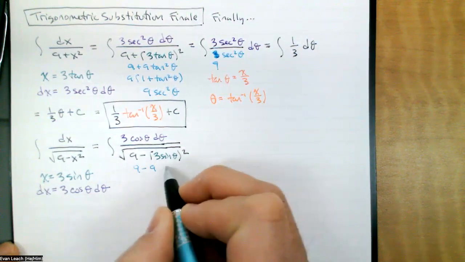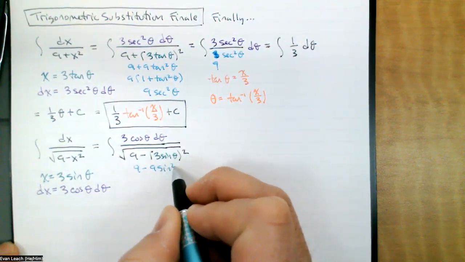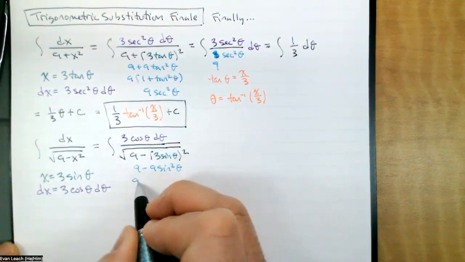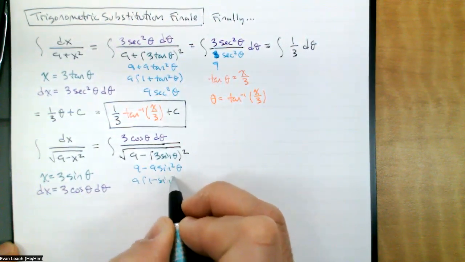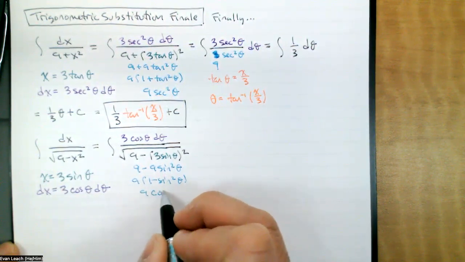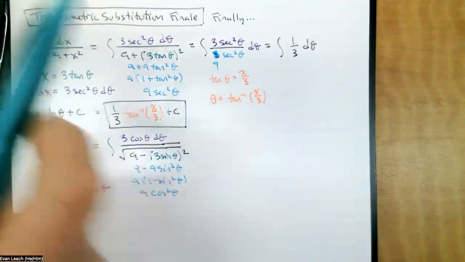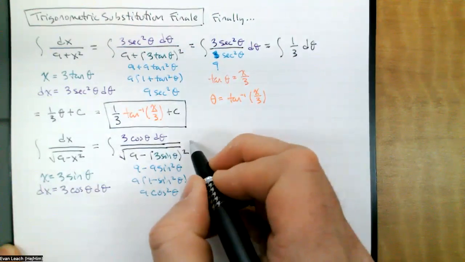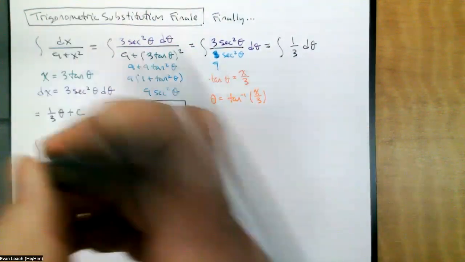Let's square our sine term. Factor out the 9. And then replace 1 minus sine squared with cosine squared. The usual.